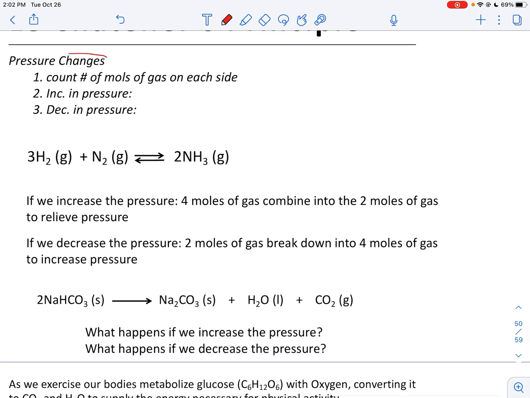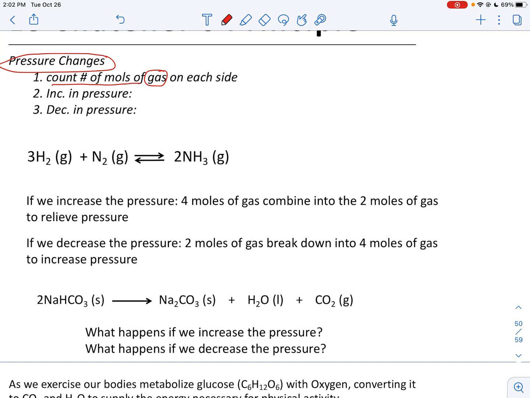Alright, so let me just start up here. To track how equilibrium shifts with pressure changes, here are 3 steps. First, count the number of moles just of gas on each side. So ignore anything that's a solid or liquid or aqueous. Count the number of moles of gas on each side.